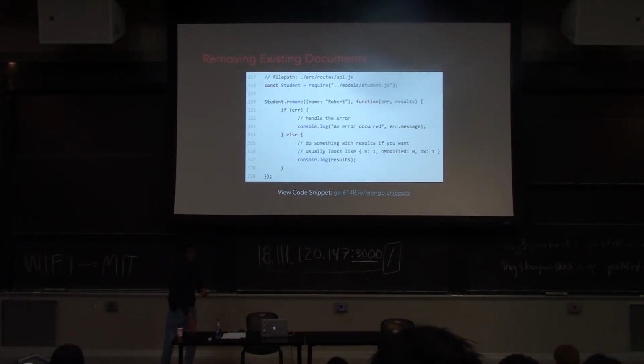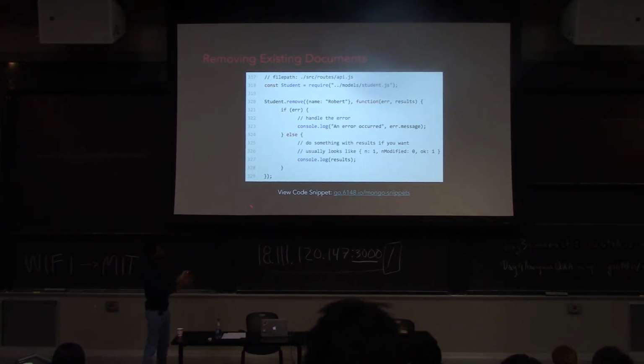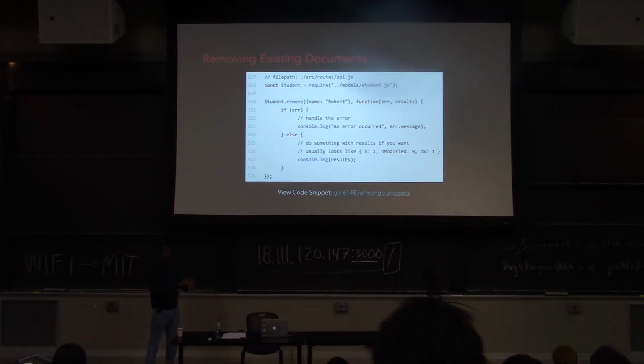When you do .remove, it works the same way as .find. It will remove every single student whose name is Robert. So you always check if there's an error. And then if there's no error, the result will always be something. This result will tell you how many students did I find and how many students did I remove. And it kind of looks like this.